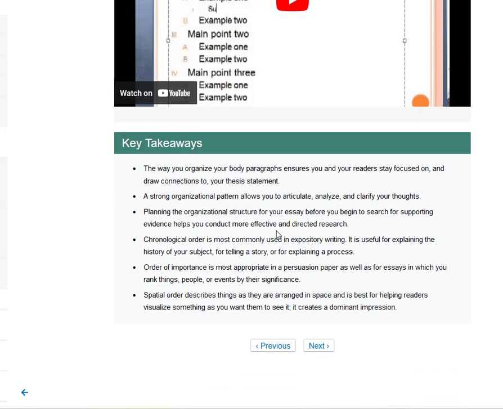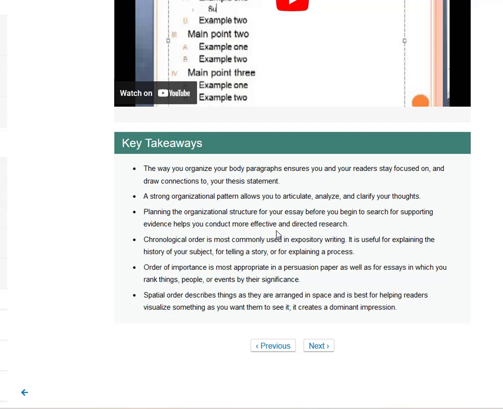Key takeaways. The way you organize your body paragraphs ensures you and your readers stay focused on and draw connections to your thesis statement. A strong organizational pattern allows you to articulate, analyze, and clarify your thoughts. Planning the organizational structure for your essay before you begin to search is a good idea.